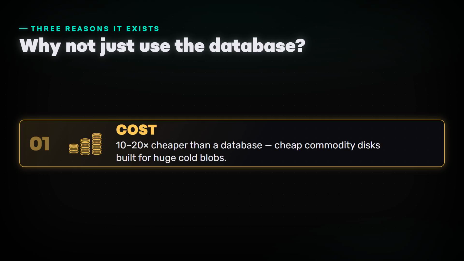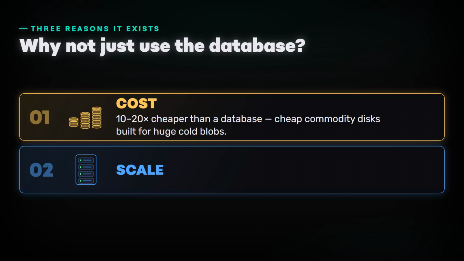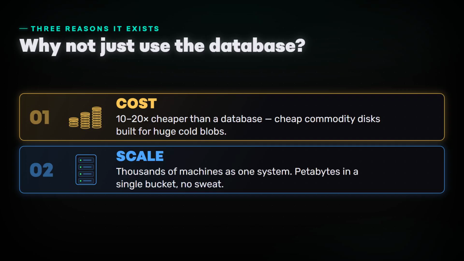There are 3 reasons object storage exists and you should care about all of them. Reason 1. Cost. Storing a gigabyte of photos in your database costs maybe 10 or 20 times what it costs in object storage. Object storage runs on cheap commodity disk, optimized for huge cold blobs. Databases are tuned for expensive, low latency operations on a small structured row. Wrong tool, wrong price.